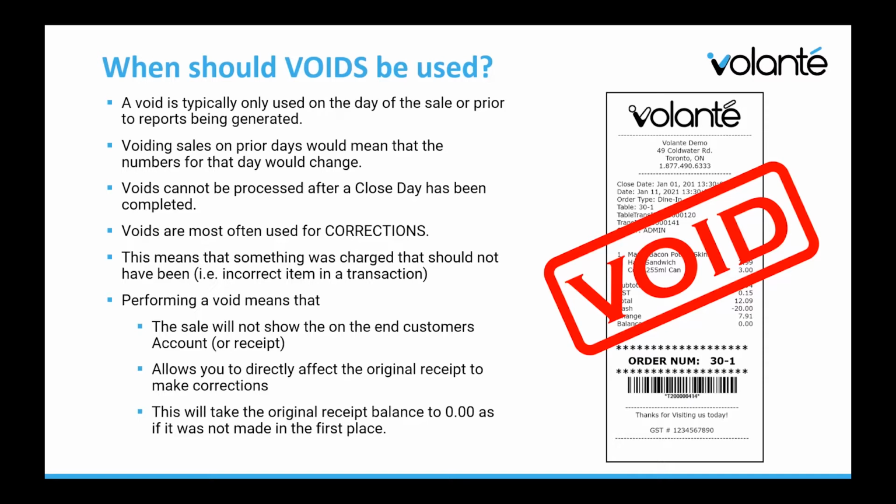So a void generally means that something has happened in a transaction that shouldn't have been, or that a customer has a complaint about. When we perform a void, it means that the sale will not show on the customer's account if we're using the customer database. Basically, it allows us to change the original receipt, make our corrections, and set it back to 0 or with an adjusted balance. This will make the original receipt balance 0 in the case of voiding out the entire transaction, as if this transaction never took place.